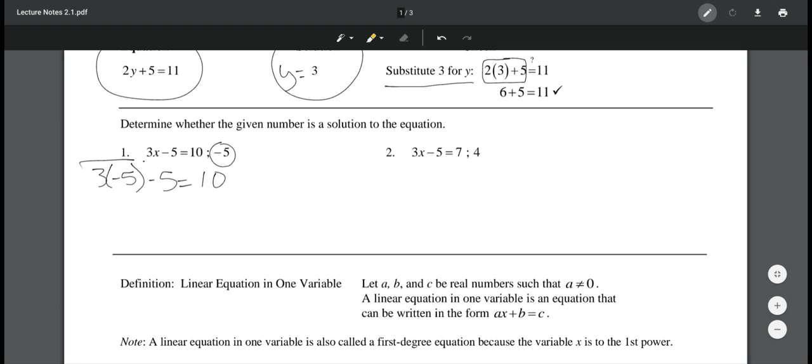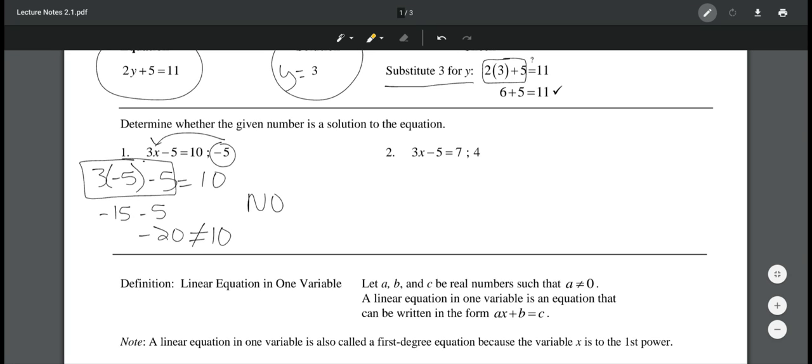So when I clean up, I made my substitution. I put -5 in for x. When I apply the order of operations, I would multiply before I would subtract. Since -20 does not equal 10, then no, -5 is not a solution to this problem.